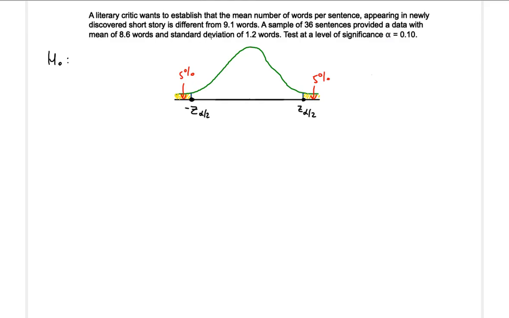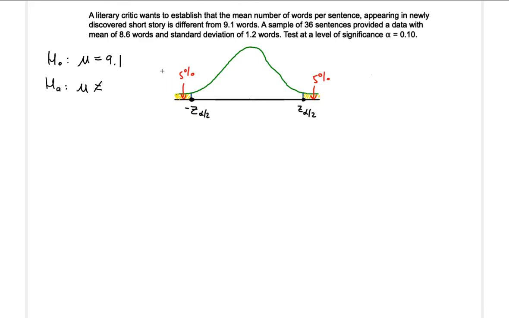So you get your statistic. If you fail to reject it, that's it. But you should always assume that you will try to reject it based on the observed values that you get. So the null hypothesis in this case is that the mean is equal to 9.1, because the literary critic says that the mean number of words per sentence in the short story is different from 9.1. That can be labeled as the alternative hypothesis.